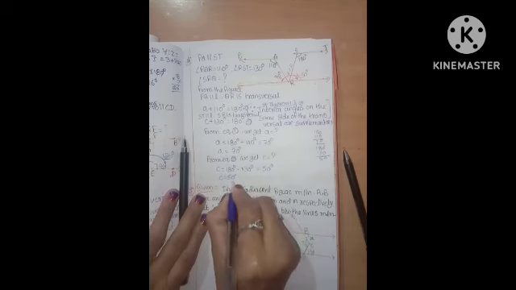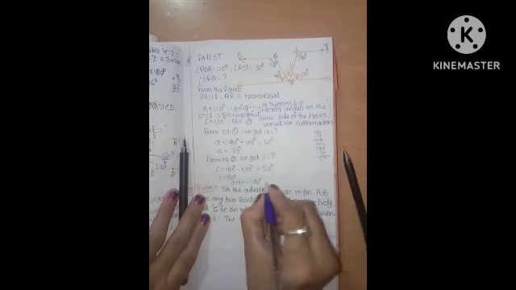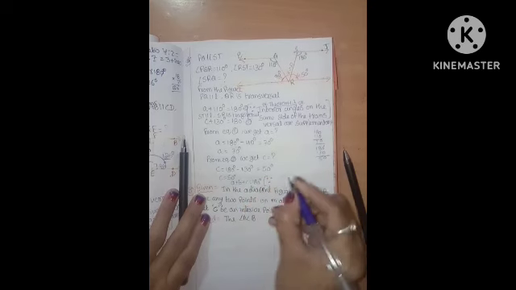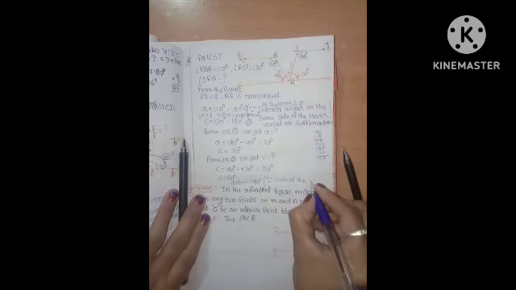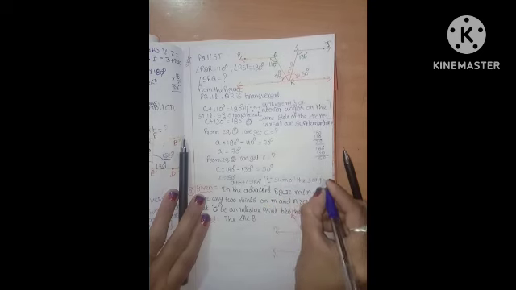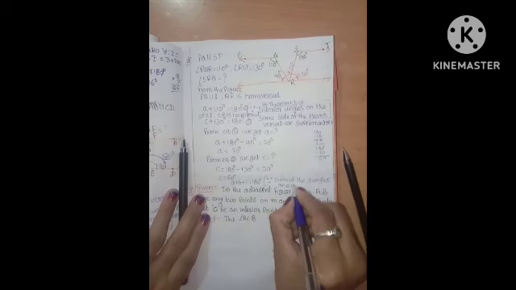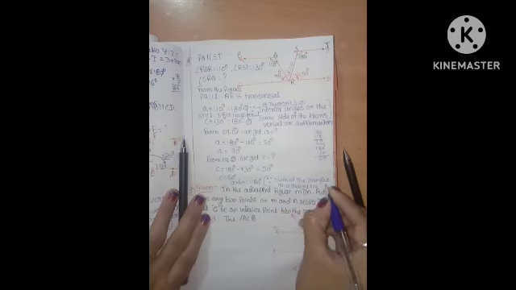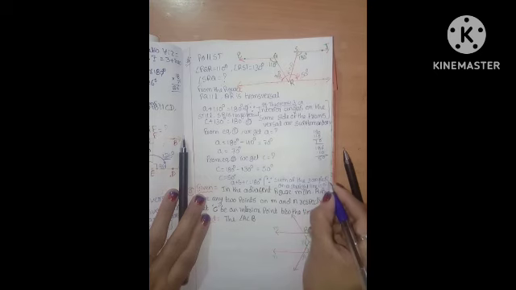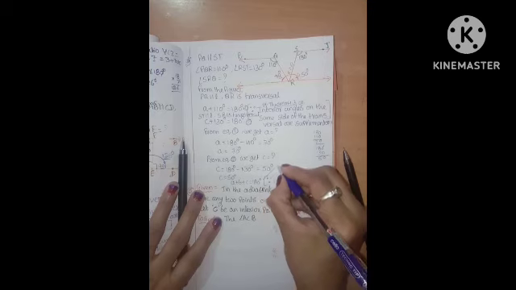Yeah. A plus B plus C is equal to 180 degrees. Why is it 180 degrees? The sum of the 3 angles on a straight line is 180 degrees. Okay. So A plus B plus C equals 180 degrees.